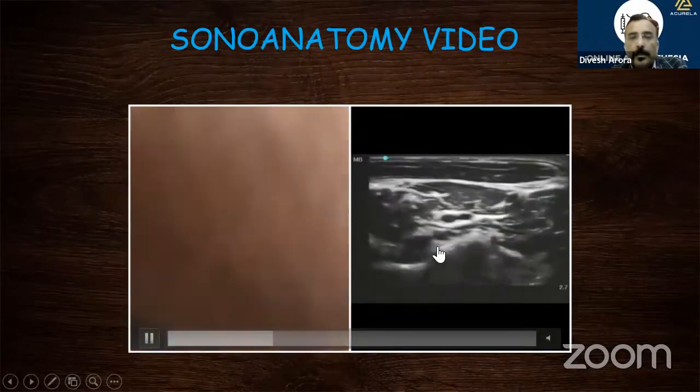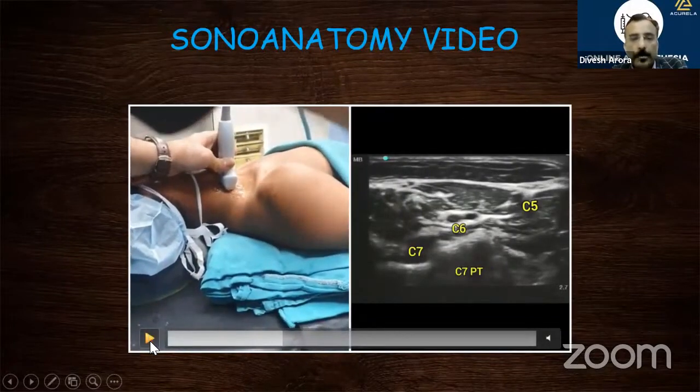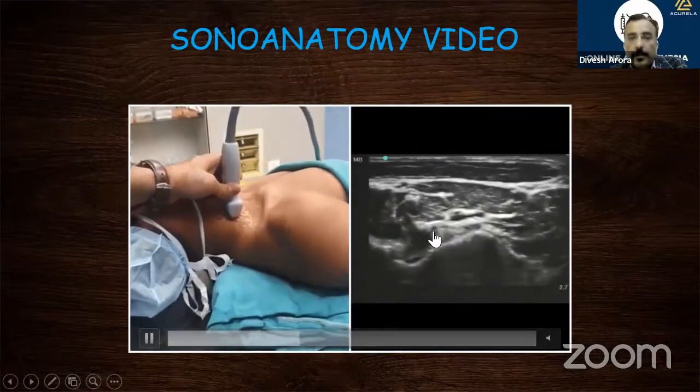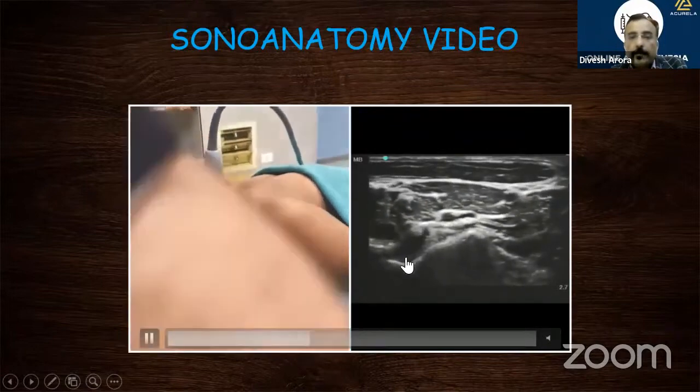I get to see the C7. So I'm stopping the video. What I get to see is the C7 posterior tubercle. As in my initial slide, I showed, the anterior tubercle is absent. So C7 is diving towards the intervertebral foramen. Subsequently, C6 will dive, and subsequently C5 will also dive. As you can see, the C6 is bifid. So this will be demonstrated more in the further video also. So C7 is diving inside the vertebral foramen.